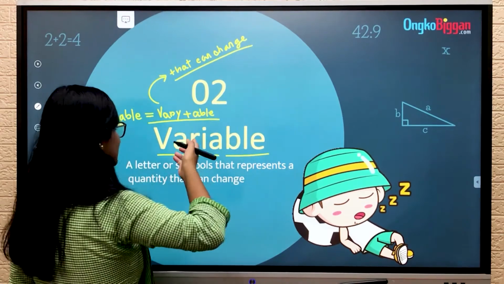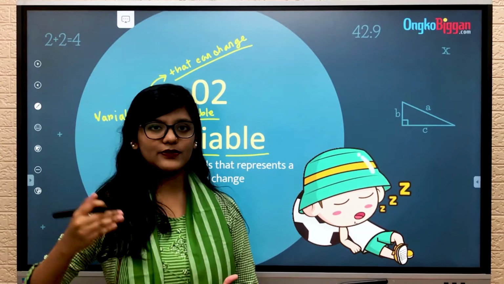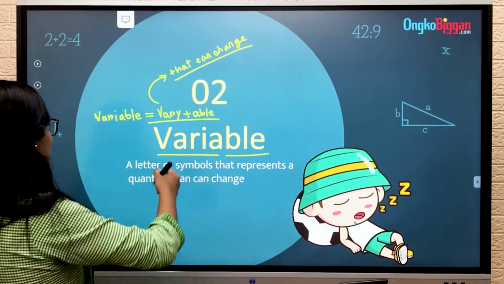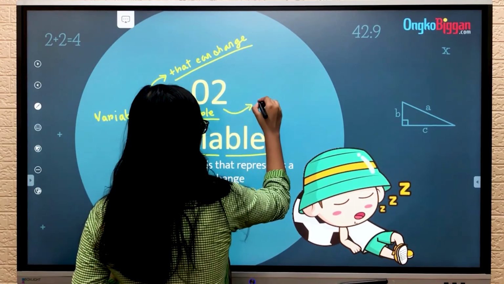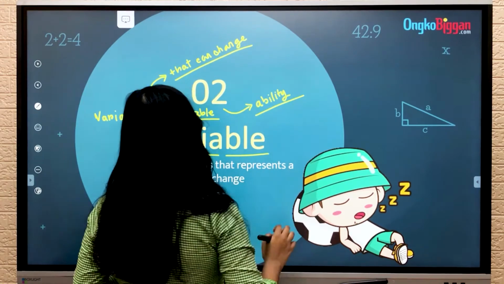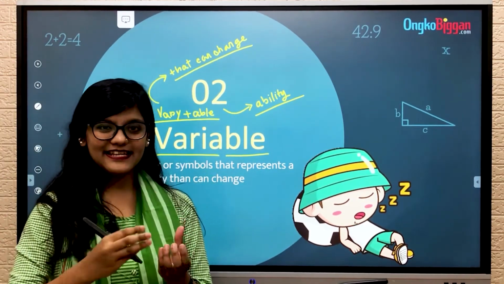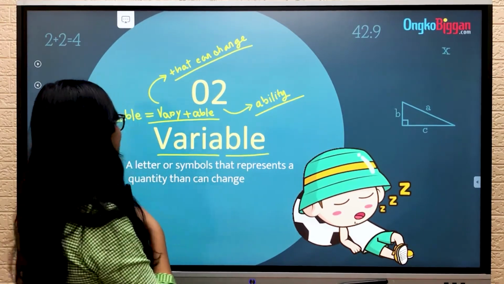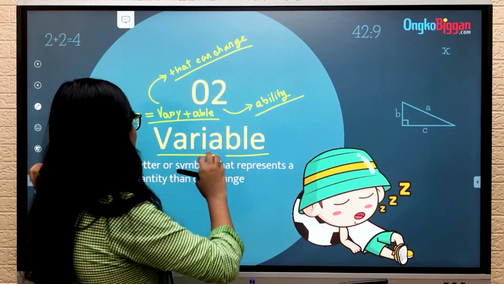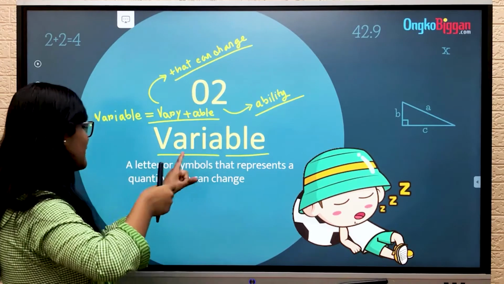Like something that can vary from perspective to perspective, or from one situation to another situation, the thing can change. And able means the ability. That means variable means something that has the ability to vary. So yes, it's the meaning that we actually get from breaking the terminology of variable.